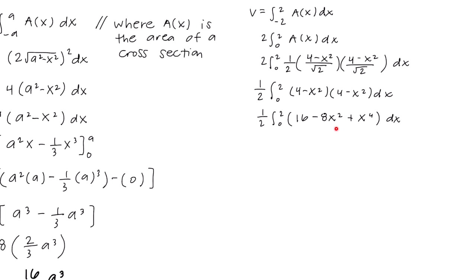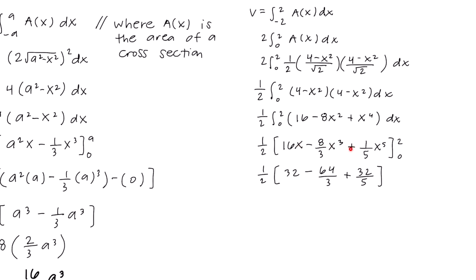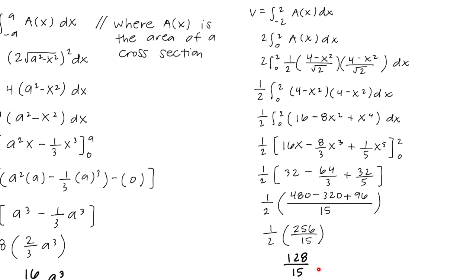So now we're ready to integrate. So next we're going to plug in 2 for x minus plugging in 0. So when we plug in 2 here, we get 32. When we plug in 2 here, we get 8. And then 8 times -8 is going to be -64 over 3. And then we plug in 2 right here, we get 32 over 5. When we plug in 0, we just get 0. And then now we're going to simplify this. So for our final answer, we get 128 over 15.